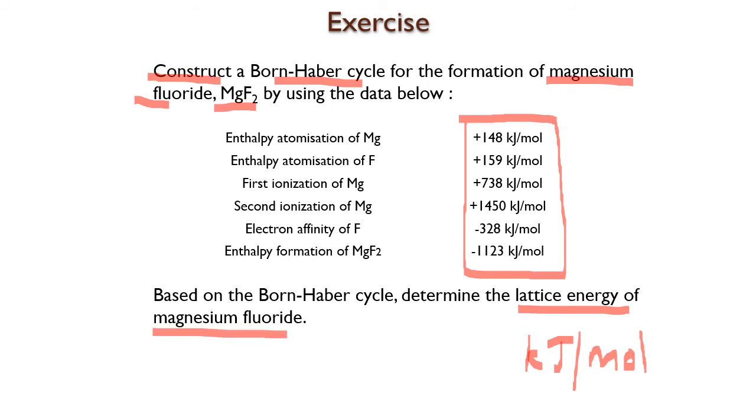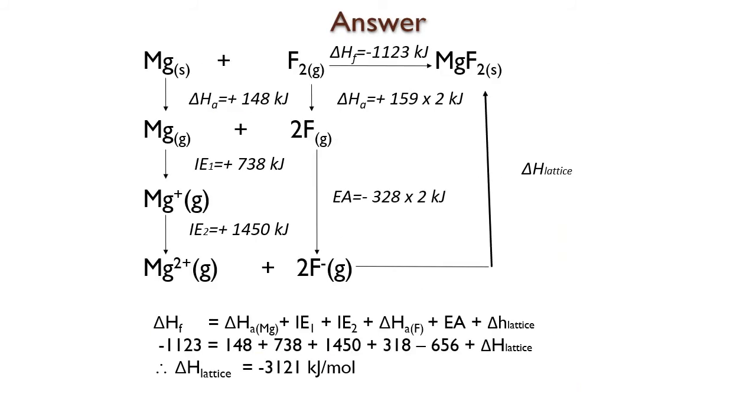So now let's check the answer. The pattern is still the same. Magnesium solid as element, fluorine molecule as element, and then form magnesium fluoride. This is the ionic compound. So this is enthalpy of formation.